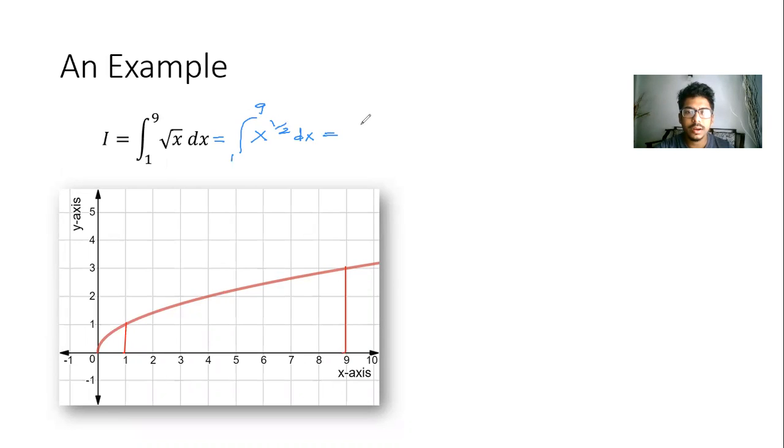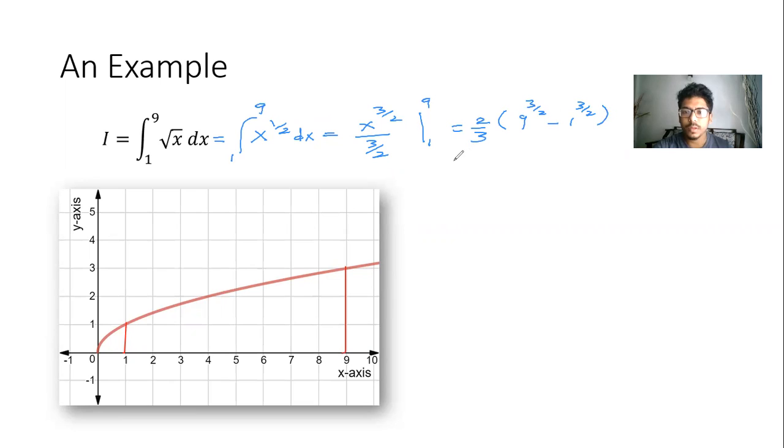When integrating this, it gives x to the power 3 over 2 divided by 3 over 2, with limits from 1 to 9. Here the upper limit is 9 and here the lower limit is 1. Okay, so now let's put these values here. So this is equals to 2 over 3 into 9 to the power 3 over 2 minus 1 to the power 3 over 2.